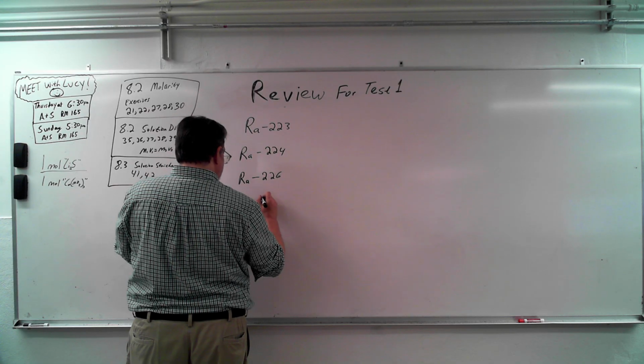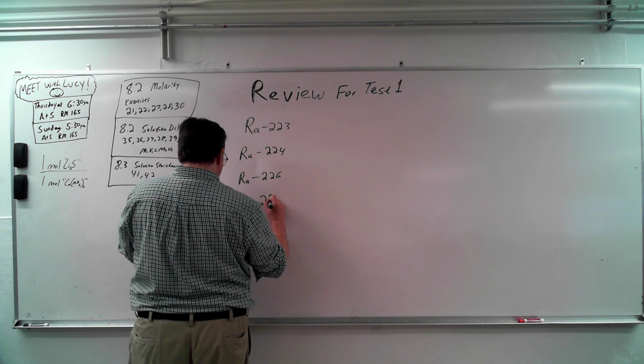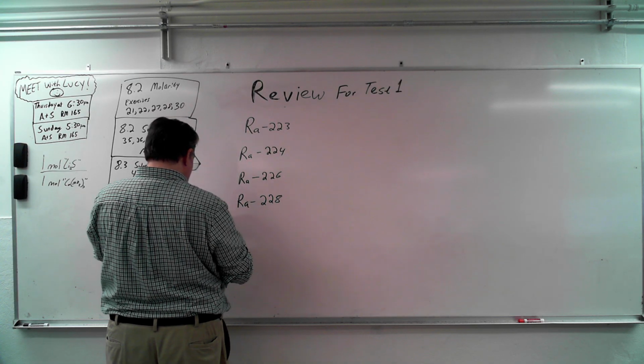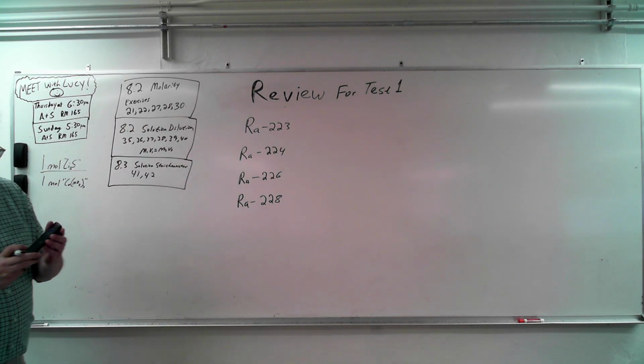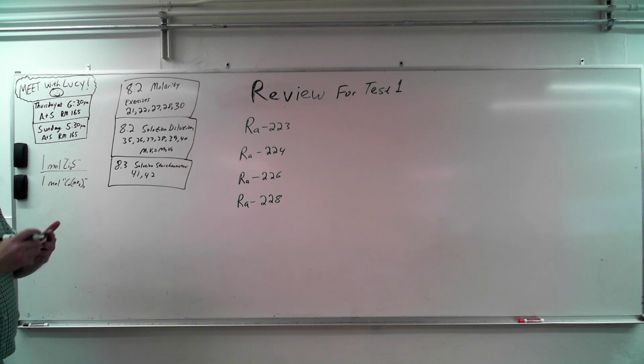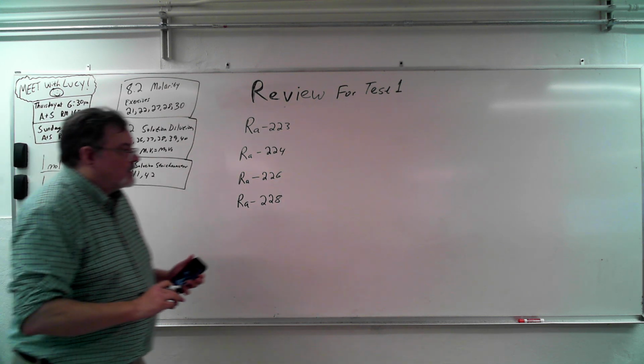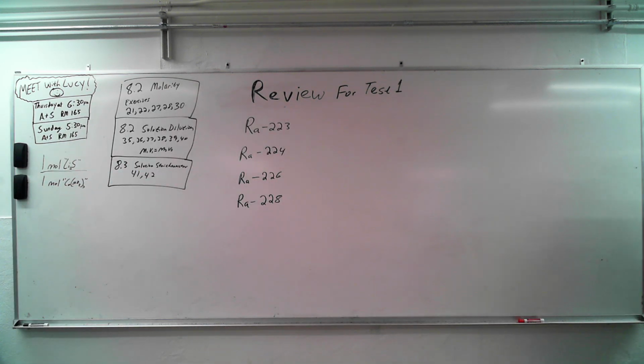There are 4 different isotopes of radium. If you look up radium on the periodic table, I'll go back to the camera. Let me show you this. Radium is all the way down here.